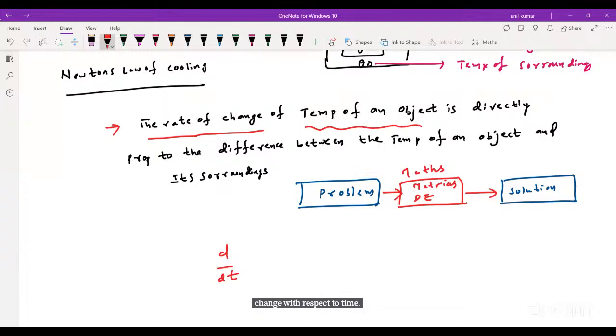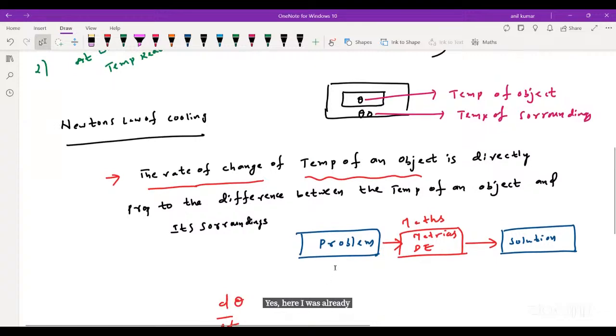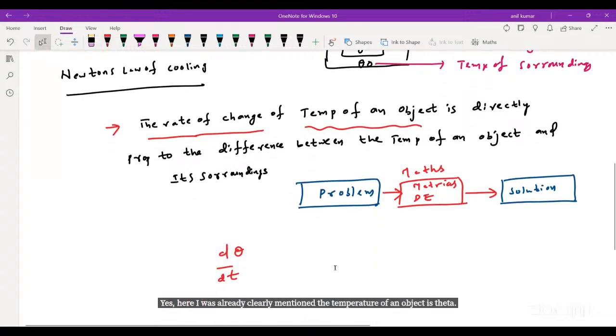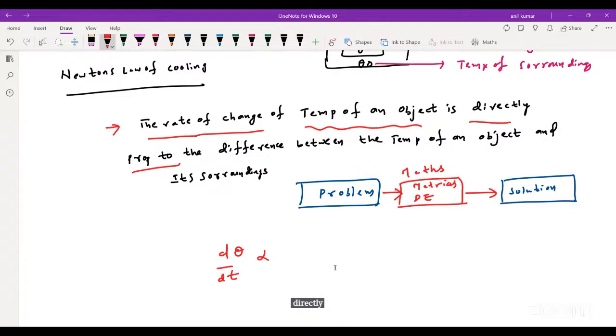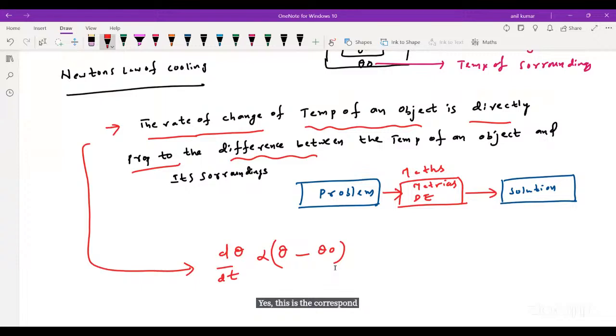Temperature of an object. What is the temperature of an object? Theta. Yes, here I already clearly mentioned, the temperature of an object is theta, is directly proportional to the difference between the temperature of an object and its surroundings. Yes, this is the corresponding mathematics equation related to the above definition.